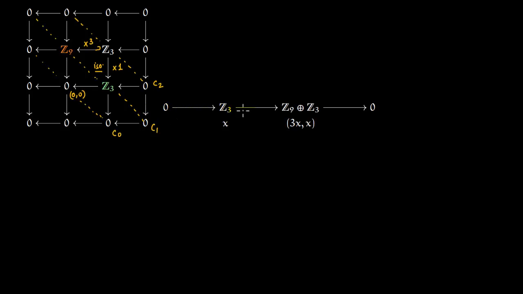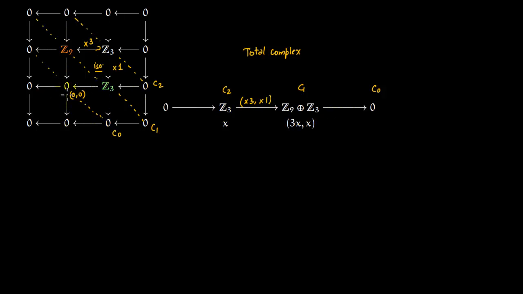So this is how it will look. This is our C0, this is our C1, and this is our C2 in terms of the total complex. Element x here gets mapped to 3x here because this is multiplication by 3. The first coordinate is multiplication by 3, and the second coordinate is just an isomorphism, so multiplication by 1. And in terms of the spectral sequence, this is how it fits.